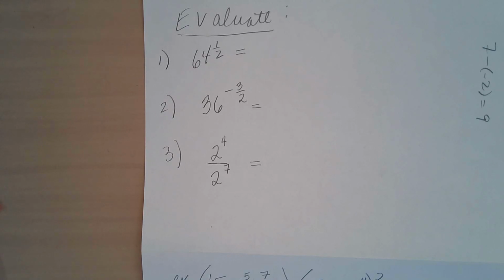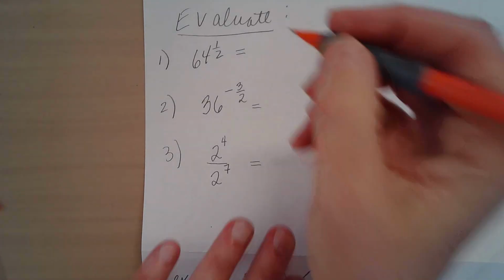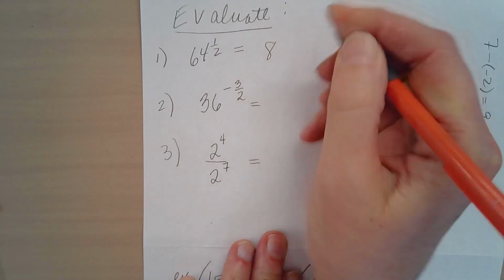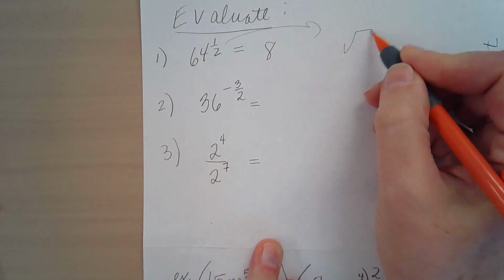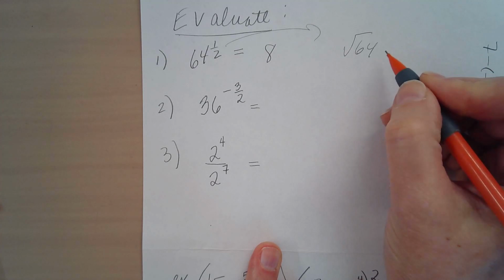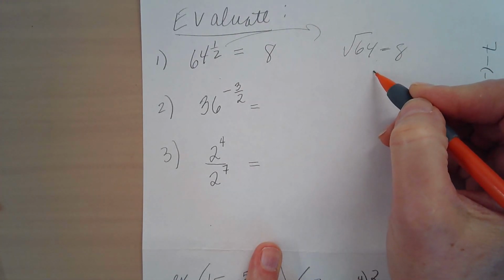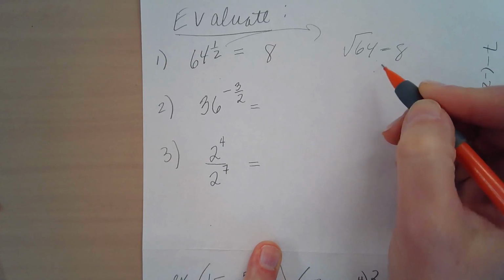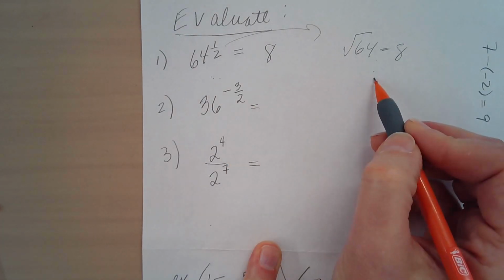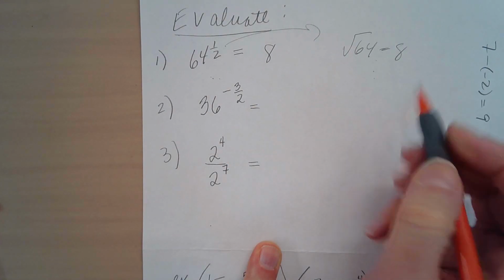All right, this first one should be easy. What's 64 to the power of a half? 8, right? Because that's the same as saying the square root of 64. So that's why it helps being able to flip back and forth, because probably everyone knows the square root of 64, right? This one looks odd, but just think of it as square root of 64 then.